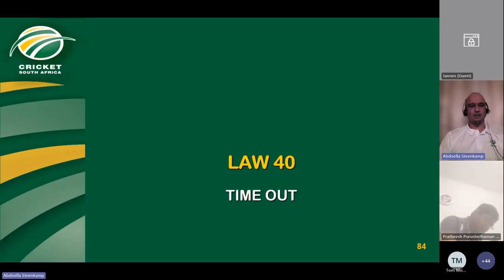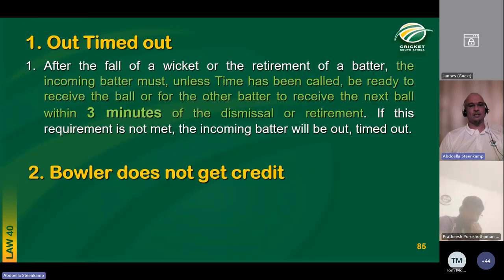One thing I just want to highlight from the stump video. So striker can be out stumped if the ball ricochets from any part of the keeper's person, including protective equipment, including the helmet. Last law that I'm covering for this evening is the timeout law. So when it comes to timeout, the incoming batter must be ready to receive the next ball within 3 minutes of the dismissal or the retirement. Needs to be ready to receive the ball within 3 minutes of the dismissal.